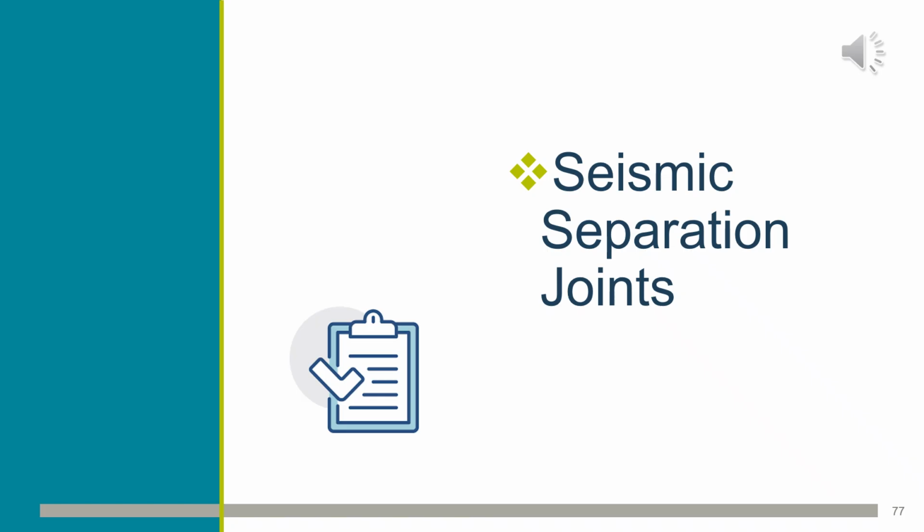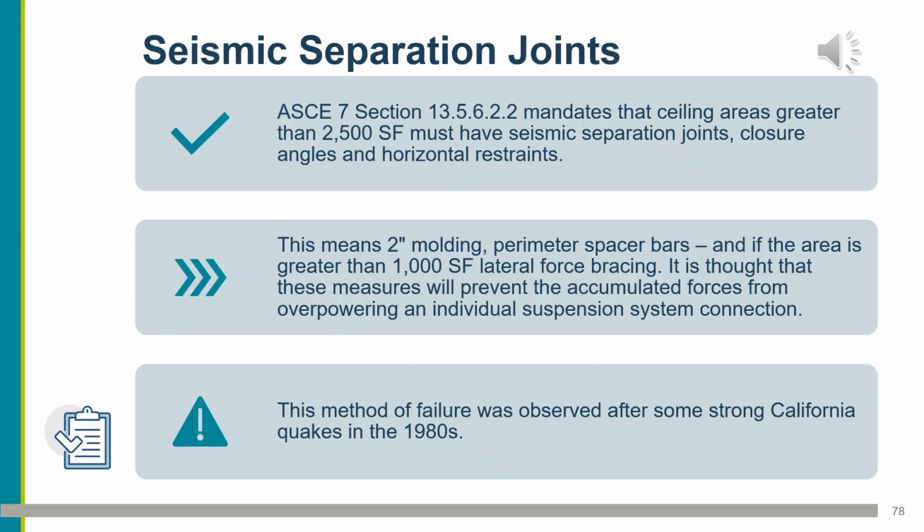Now let's look at seismic separation joints. The standards will require the following. It requires that with suspended ceiling systems that are greater than 2,500 square feet, they must have seismic separation joints, closure angles, and horizontal restraints. This means 2-inch molding, perimeter spacer bars, and if the area is greater than 1,000 square feet, lateral force bracing. So we have to have both.